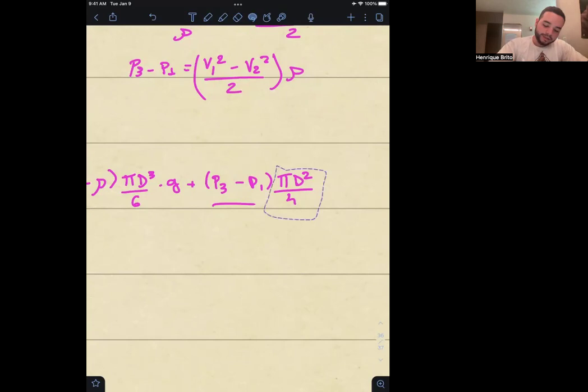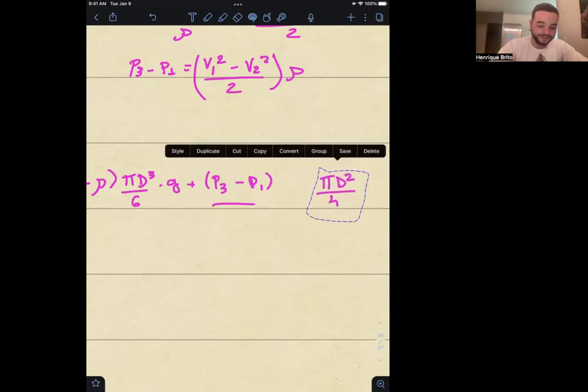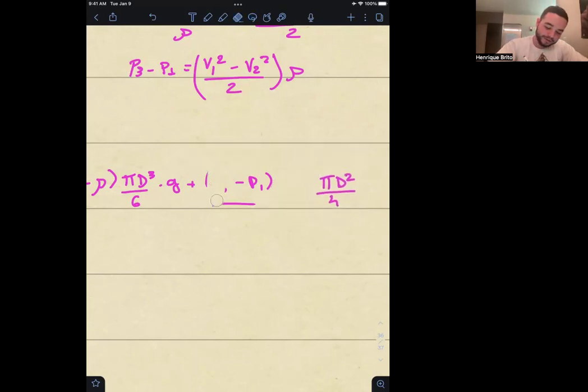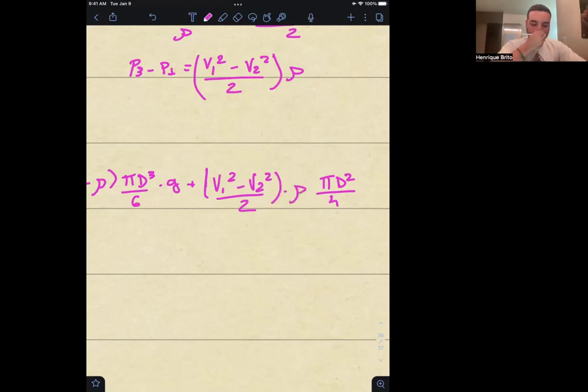Yes, I am lazy when it comes to writing, because it's just easier, but you can write it down the old way if you want. It's all good. V1 squared minus V2 squared over 2, times density. Okay, so that's what we have for P3 and P1. I could use brackets for density, but it's all being multiplied, so I don't really see the reason to do that.